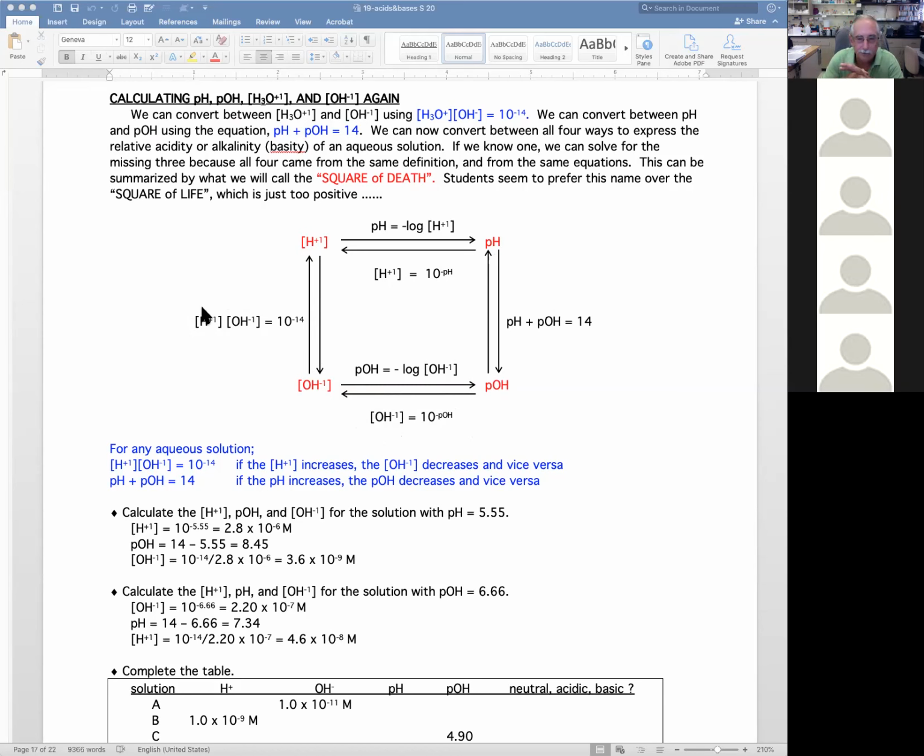I asked my students one time, hey, let's call this the square of death, and they really liked that idea. And I said, well, that's kind of negative, so we could call it the square of life, but yeah, they weren't into it.